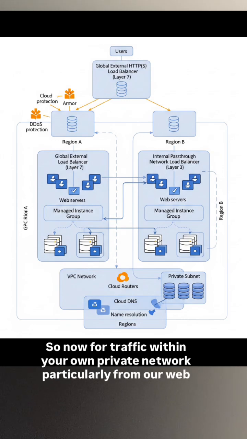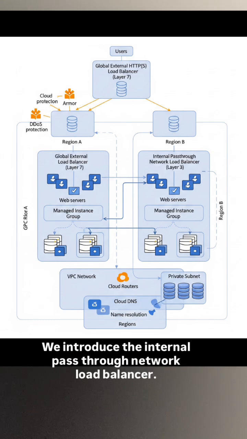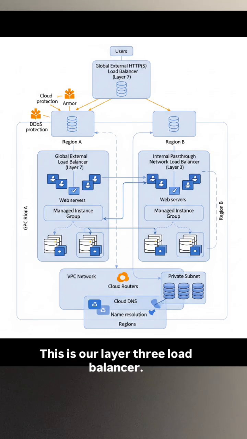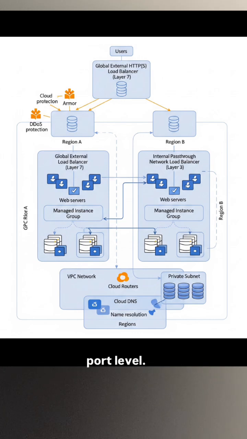So now for traffic within your own private network, particularly from our web servers to our backend services, we introduce the internal pass-through network load balancer. This is our layer 3 load balancer. Unlike the layer 7 load balancer, this network load balancer operates at the IP and port level.